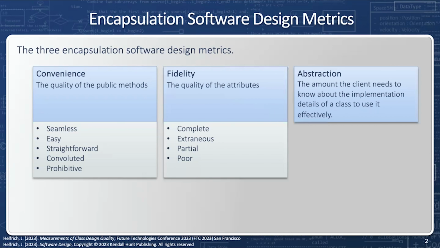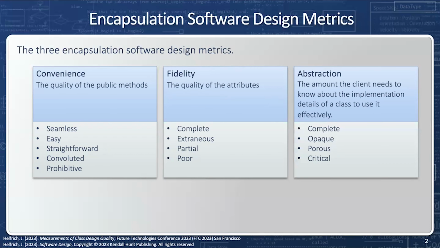And finally, we have abstraction. And this is the amount the client needs to know about implementation details of a class to use it effectively. And we have 4 levels of abstraction: complete, which is the most desirable; opaque, porous, and critical. So let's see how we can classify real-world examples based on these 4 levels of abstraction.